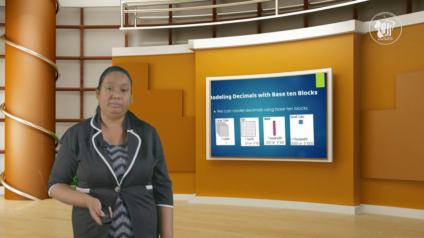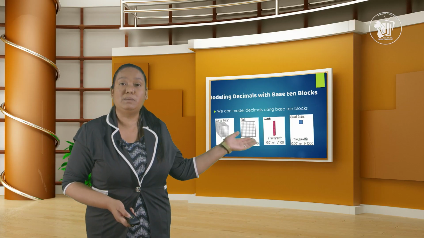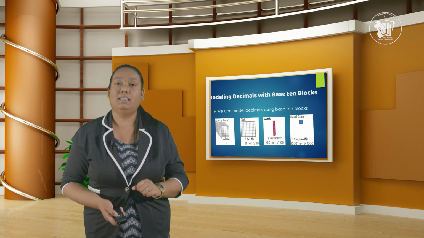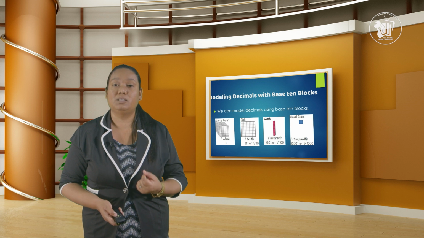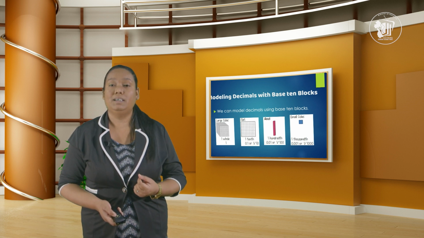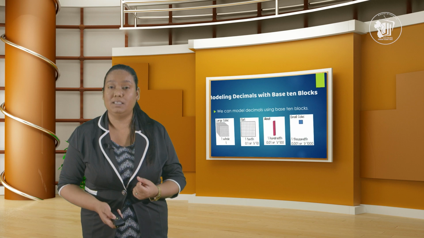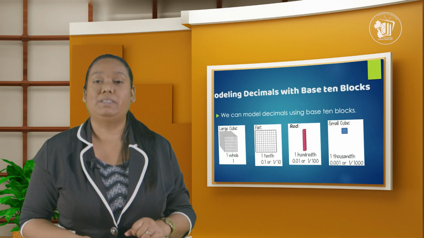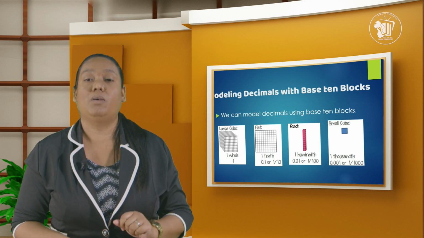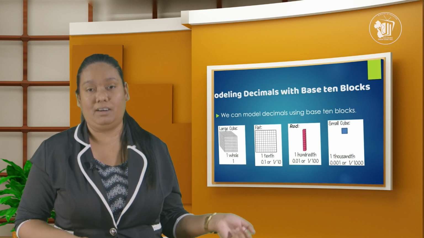And finally, how many of these small cubes does it take to make a rod? Well, it will take 10 small cubes. And we know that it takes 100 rods to make a whole. So how many small cubes will it take to make a whole? That's right. It is going to take 1,000 of them. So we will use the small cubes to represent 1/1,000, or call it the thousandths block.